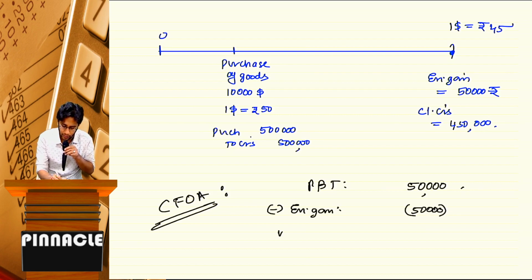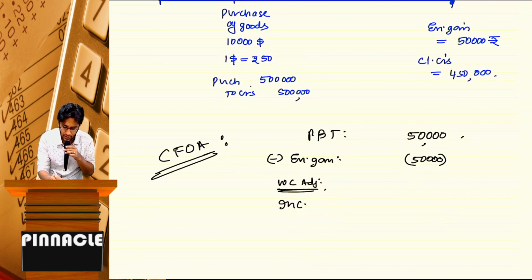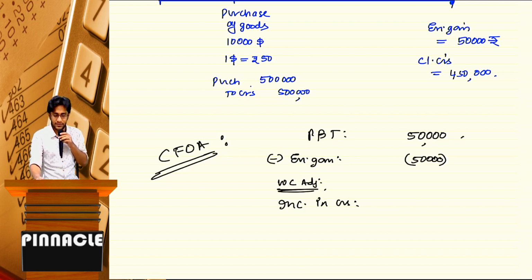Okay. What about working capital adjustments? Nothing, sir. No change. How can there be no change? Is there a creditor in the current year? Was there a creditor last year? No. Current year ending creditor is there, so there is an increase in creditors. Is that outflow or inflow? Inflow. How much inflow? 5 lakhs.